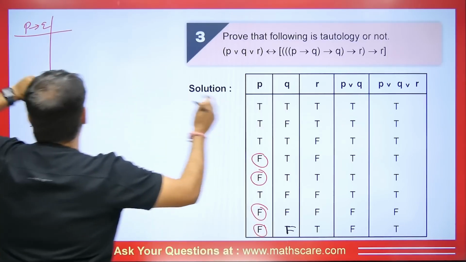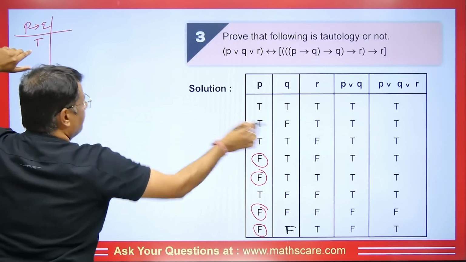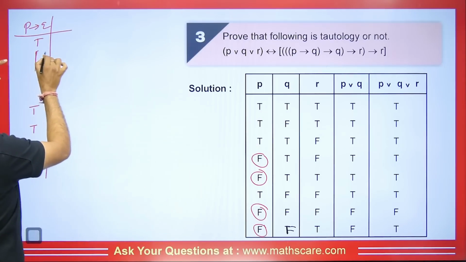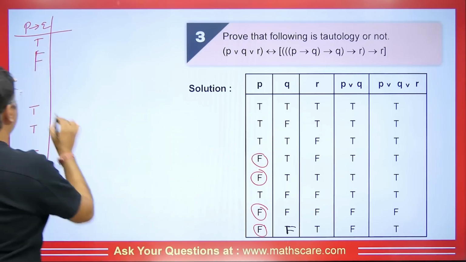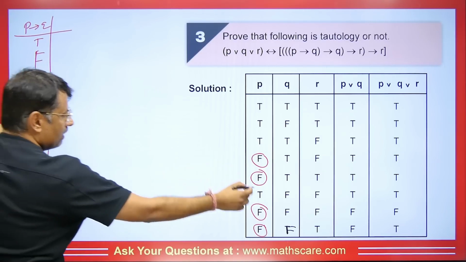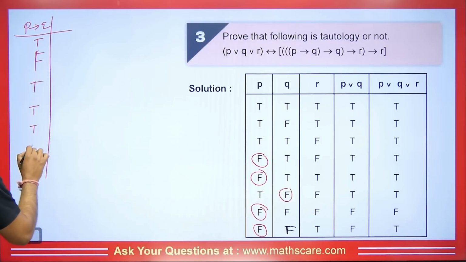Here in the first case, we have true. So this will be true, right? Then we have false here, so this will be false, right? Then we have true here, so this will be true. Then we have false here, so this will be false. This will be its value, right?